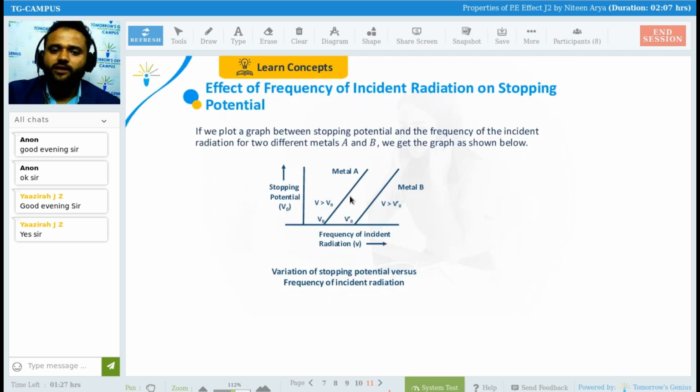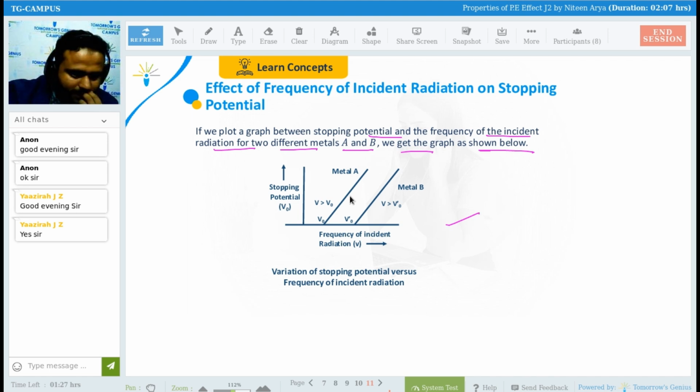Nothing more. Now, the effect of frequency of incident radiation on stopping potential. We can see that the more the frequency, the more the stopping potential is going to be. This V naught and V naught prime are for metal A and metal B, the threshold after which photoelectrons are going to be emitted. If we plot a graph between stopping potential and the frequency of the incident radiation for two different metals A and B, we get the graph as shown.